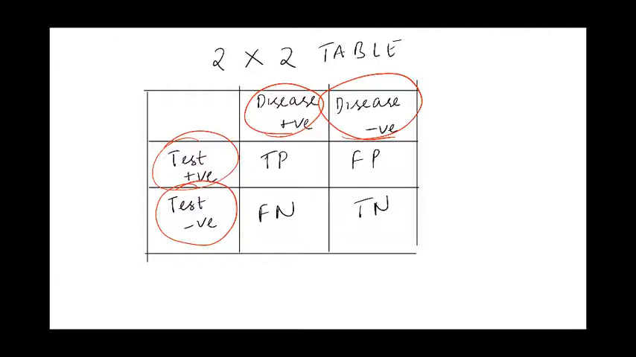So there is true positive, false positive. If there is a disease and the test also comes positive, it is a true positive. If the test is positive, however, there is no disease, then it is a false positive. If the test is negative, but the disease is present, then it is a false negative. And again, if both are negative, it's a true negative.